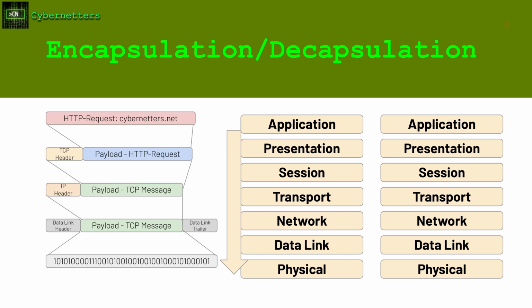So first, the data link layer removes its frame header and trailer and delivers the packet to the network layer. Then, the network layer removes the IP header and passes the segment to the transport layer. Finally, the transport layer delivers the raw data to the application layer.